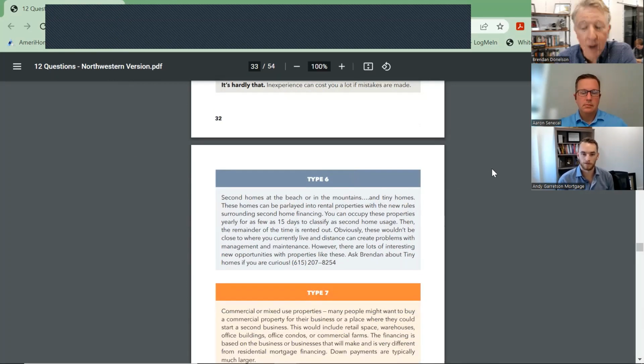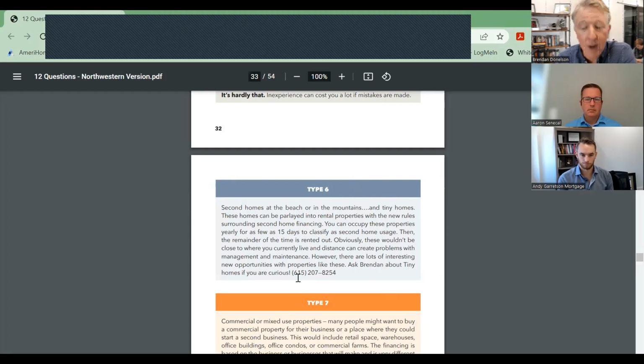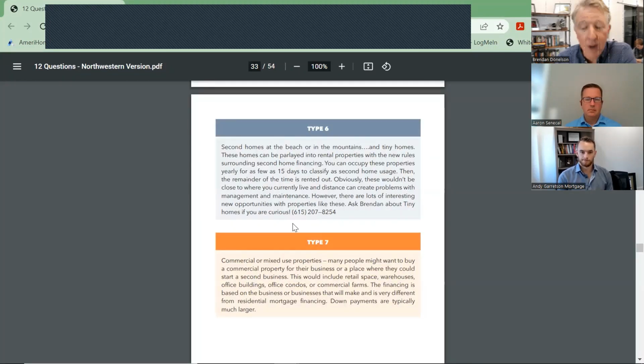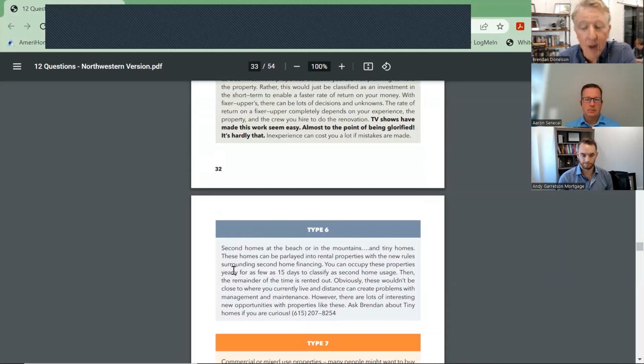Type 6, second homes at the beach or in the mountains, and tiny homes. This really is just, I think, when your client is maybe a wealthier client and simply says, hey, we're buying a home in Florida, or we just got back from the mountains in Colorado and we want to buy a house up there. Or a tiny home. Those are pretty cool. They're up in Monteagle. We added that. The bottom line is the tiny home is a phenomenon that I've only been used to over the last year and a half. Second homes, beach homes, mountain homes.